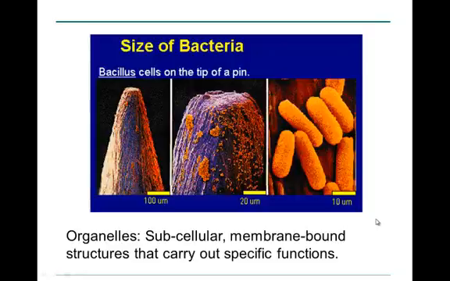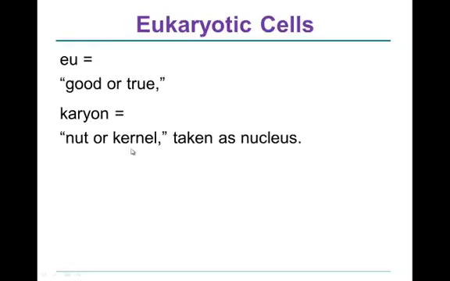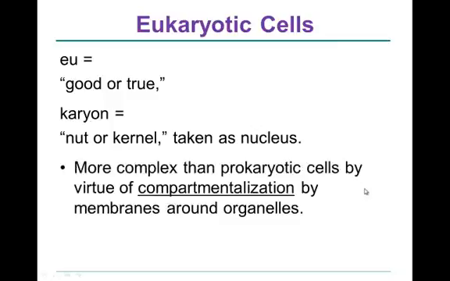So just before we end this module, we want to talk a little bit more about eukaryotic cells. I already gave you the etymology of eukaryotic. Eu means good or true. Karyon means kernel. It's taken to mean nucleus, so good or true nucleus. And eukaryotic cells are more complex than prokaryotic cells because they have what we call compartmentalization, because they have membrane-bound organelles. And do also recall that eukaryotic cells are typically larger.